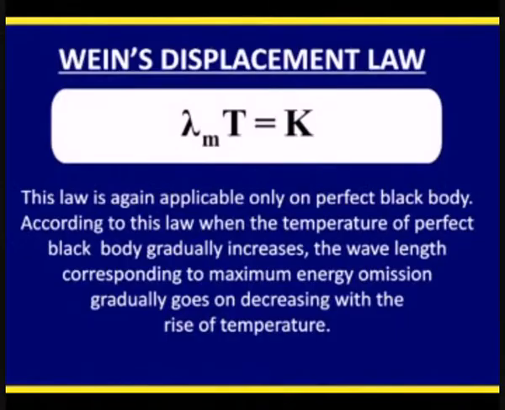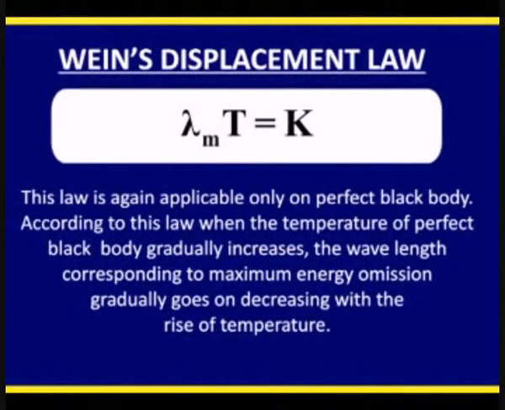Now we understand Wien's displacement law. Lambda T equal to constant. With this law, what do we understand? It is pertinent to follow that Stefan-Boltzmann's law is applicable on perfect black bodies. Similarly, Wien's displacement law is again applicable only on a perfect black body. According to this law, when the temperature of a perfect black body is gradually increased, the wavelength corresponding to maximum energy emission gradually goes on decreasing with the rise of temperature.